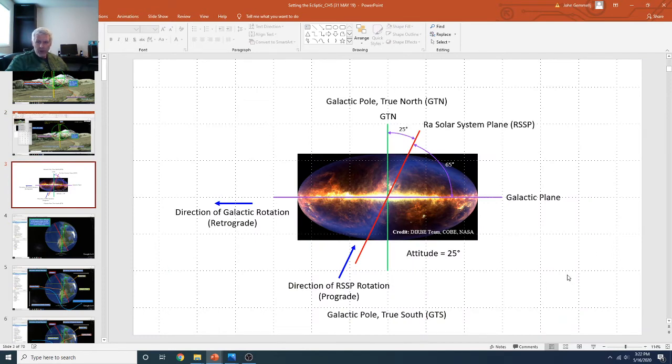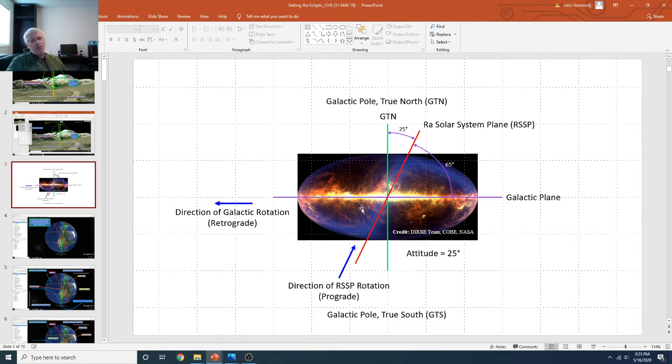Okay. I'm going to go to this picture. This one was taken by, the credit for this photograph, I got it off the internet, but the credit goes to Derby Team, Kobe, and NASA. And basically this was a panoramic compilation type photograph where it basically gives us the galactic plane and the galaxy as you see it here.